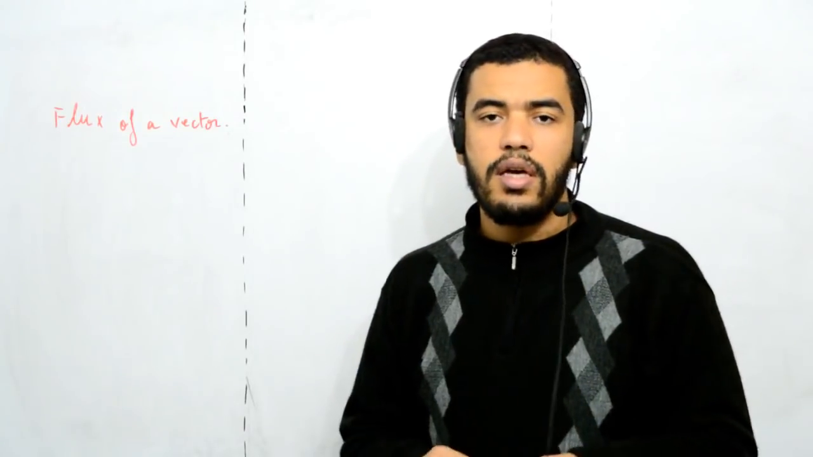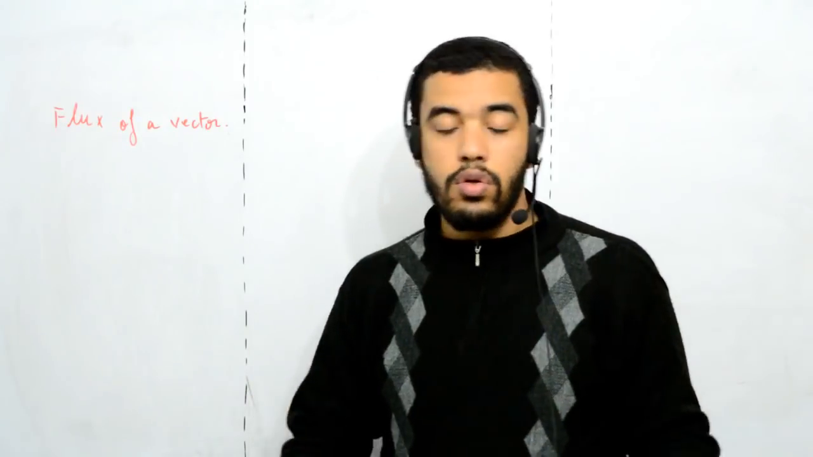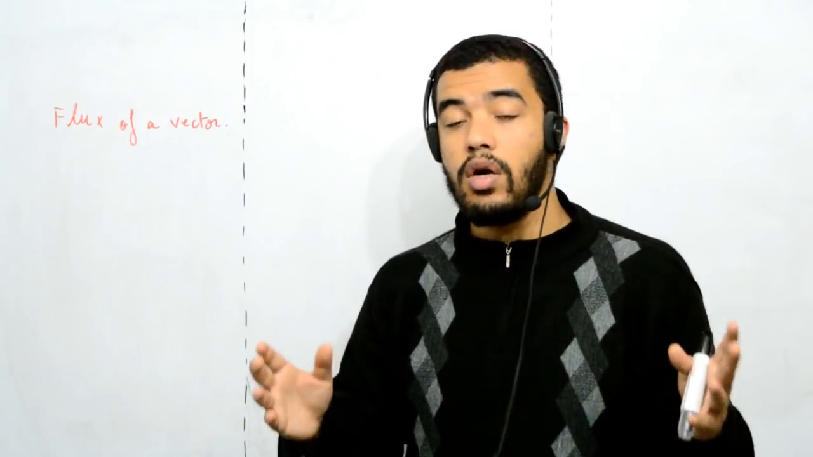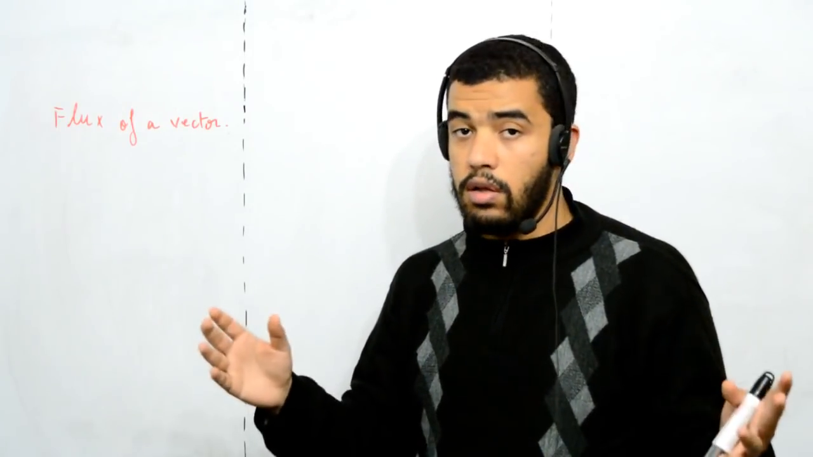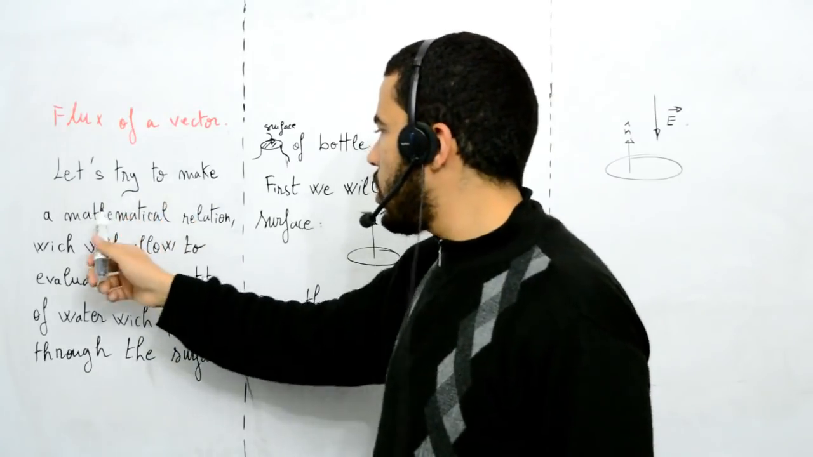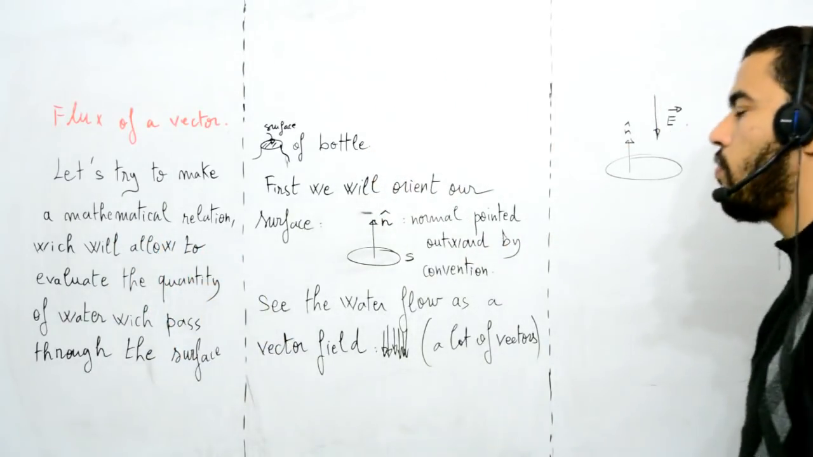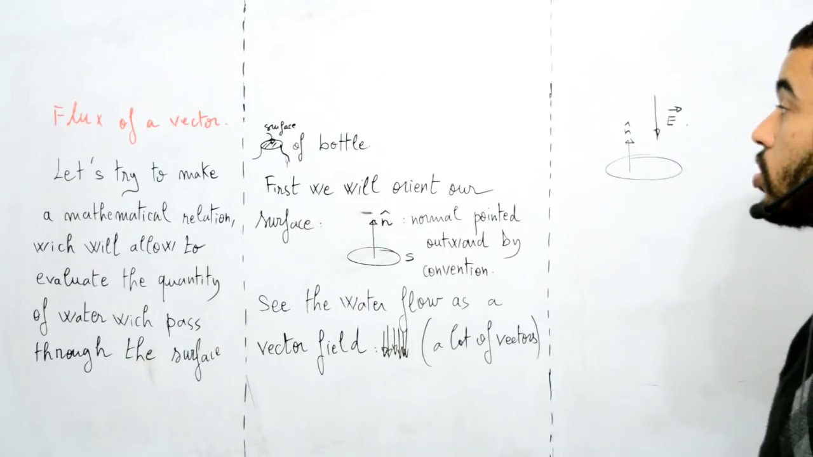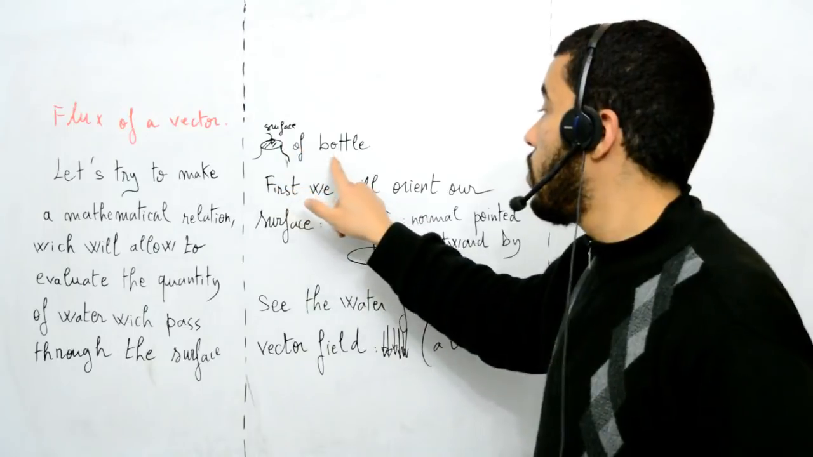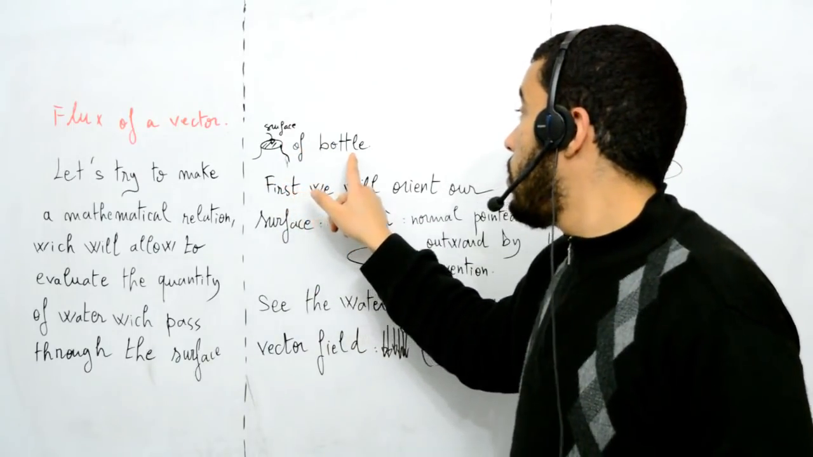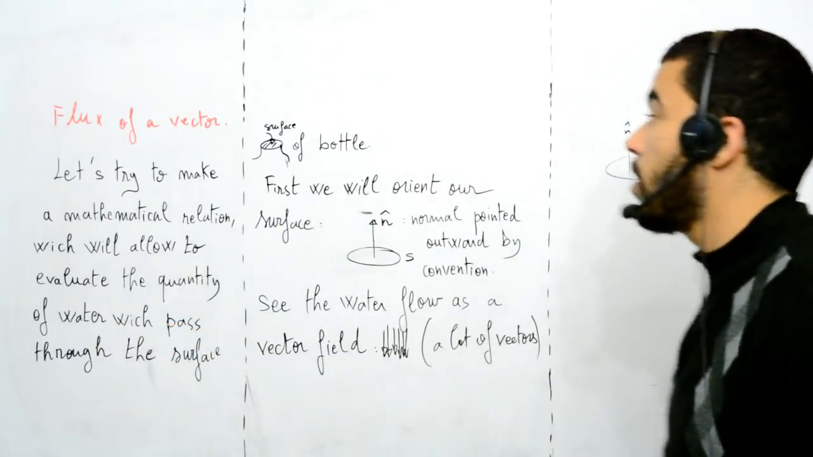Let's try to make a mathematical relation which will allow us to evaluate the quantity of water which passes through the surface of the bottle. So it is our surface, the surface of my bottle.